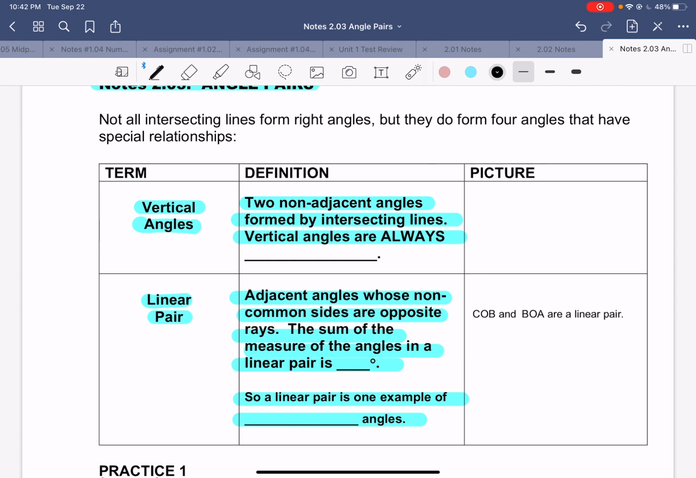Vertical angles are two non-adjacent angles, so they do not share a side. Formed by intersecting lines, vertical angles are always congruent. Okay, let's talk about what vertical angles look like. So if I draw my own picture.